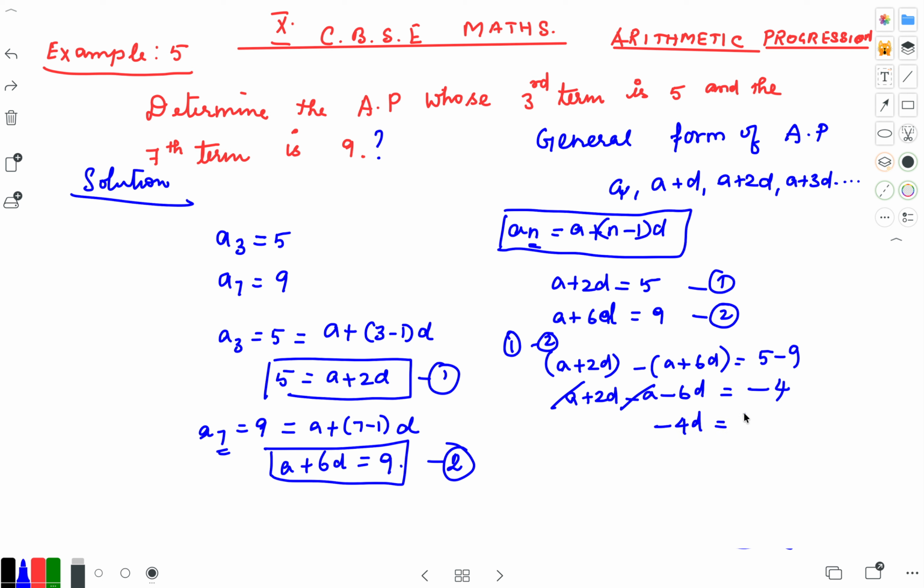Minus 4D is equal to minus 4. D is equal to minus 4 divided by minus 4. That is equal to 1. Now the D value equals 1. Now let's find out the A value.